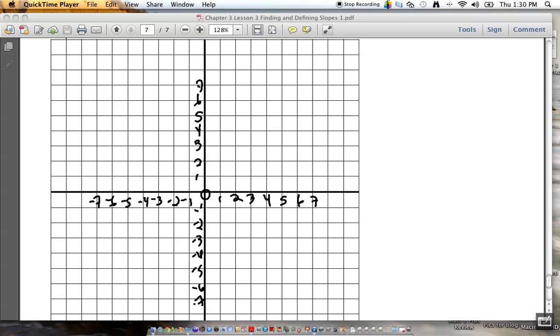So it says, what's the slope of the line containing? And I'll do this one in red. -2, 3. And what does that say, 1, 5? Does that say 1, 5? Yeah. Okay. So first, let's plot the points.